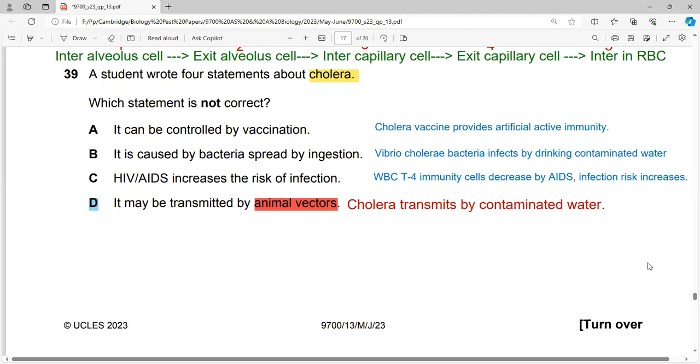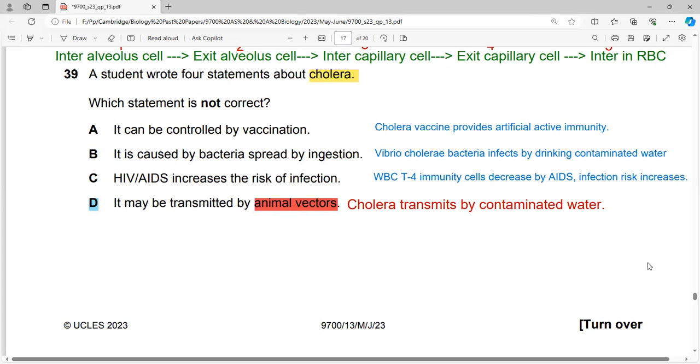C, HIV, the human immunodeficiency virus, which causes acquired immune deficiency syndrome, increases the risk of infection. Whenever there's AIDS, it is basically an immunosuppressant disease. Whenever the virus infects the body, it decreases the white blood cell T4 cells, which increase immunity. So if the person's immunity is less, the risk for this disease will be more. So that's why this is a correct statement.